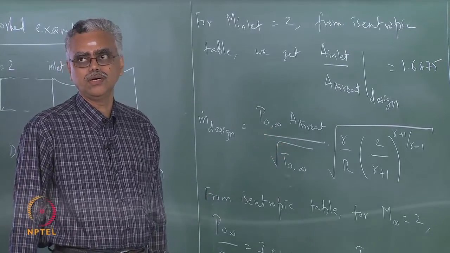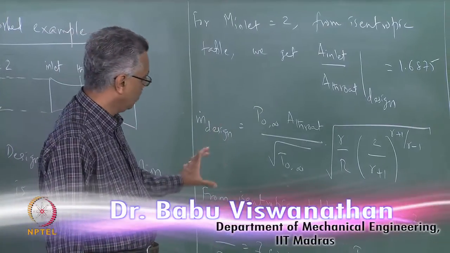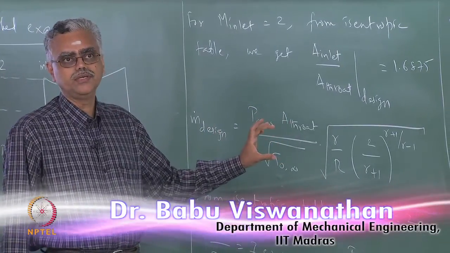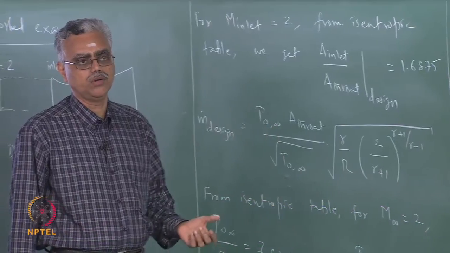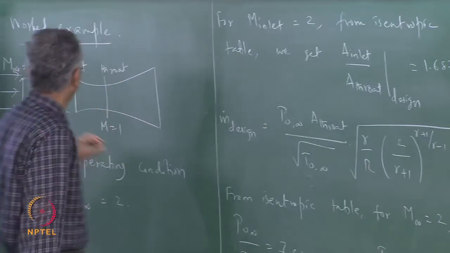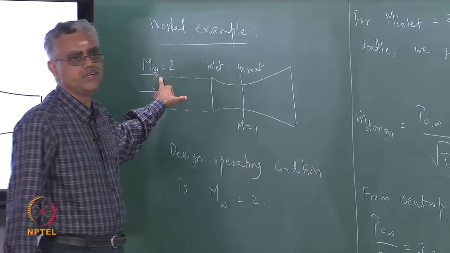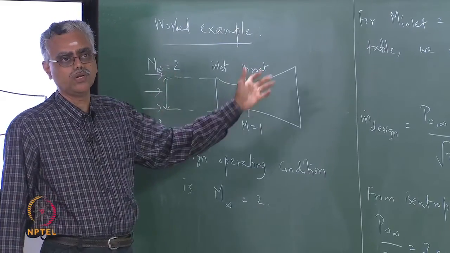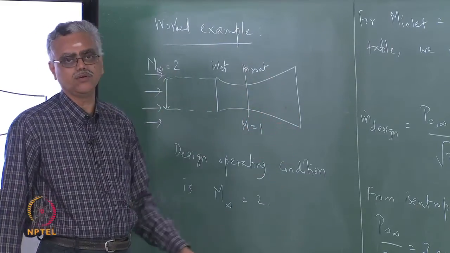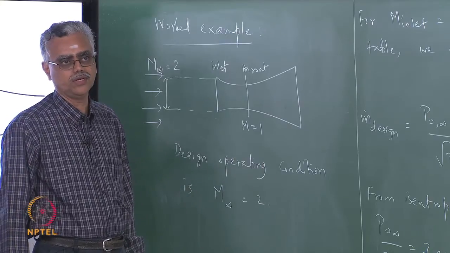What we will do in the next class is see how these quantities change when we change to an operating Mach number of 1.5. So, when m infinity instead of being 2 becomes 1.5, how do these quantities change and how does the performance of the intake also change? That is what we are going to look at in the next class.